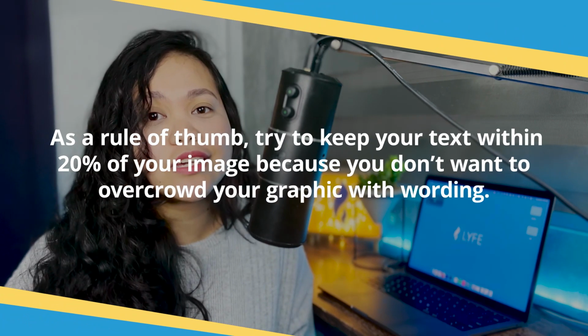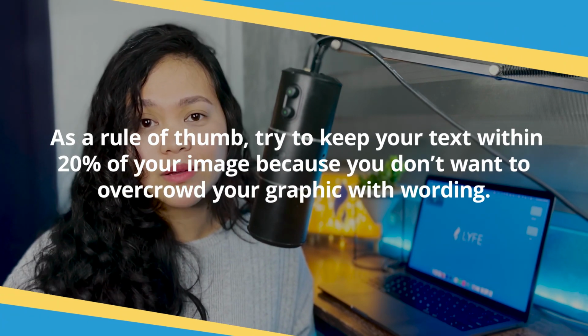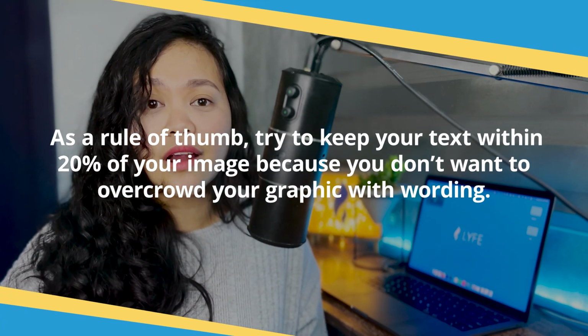Number 3 is text. And no, we're not talking about typography here. We're talking about the overall area your texts cover in your graphics. As a rule of thumb, try to keep your text within 20% of your image because you don't want to overcrowd your graphic with wording. It also makes your visuals less aesthetically pleasing, and you're not leaving ample room for other elements to create a more balanced graphic. This rule, of course, doesn't apply to reviews, quotes, and infographics, which do require more coverage.